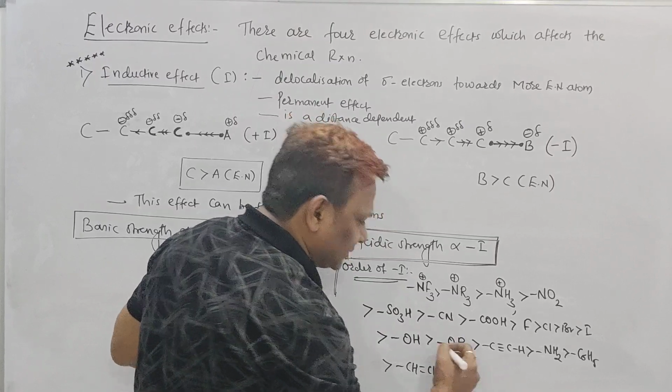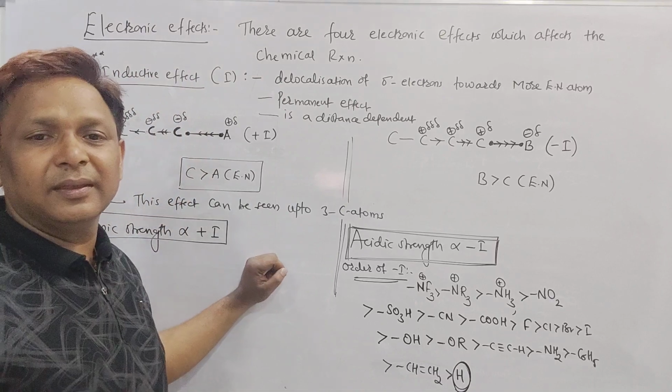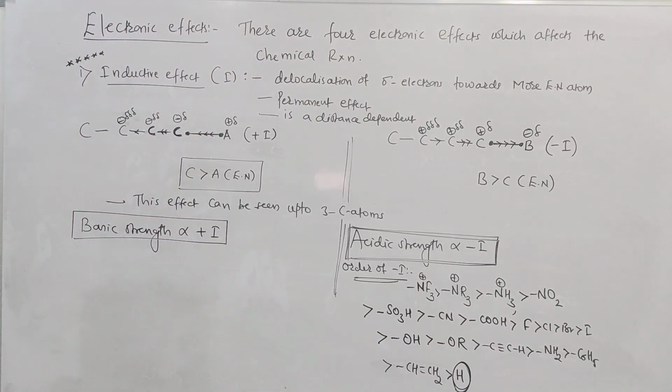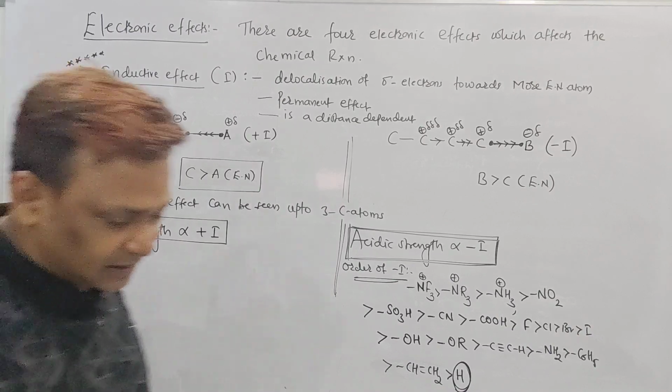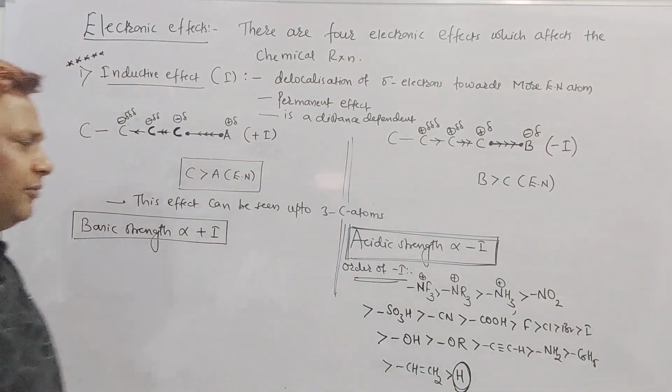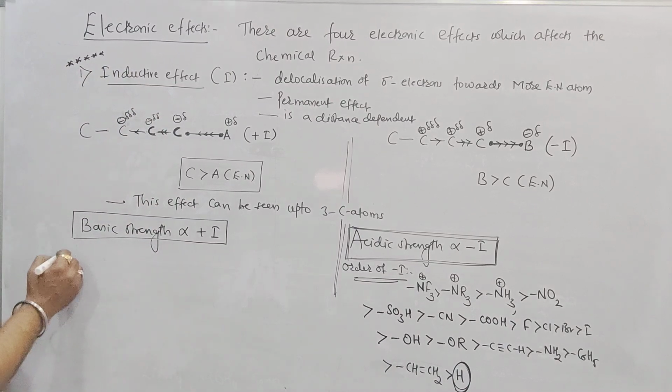Hydrogen will be considered as a reference element. So this is the order of minus I. Check it. The more the minus I, the more the acidic strength, and the less the minus I, the less the acidic strength. Now in terms of plus I, we also have to check the order of plus I.